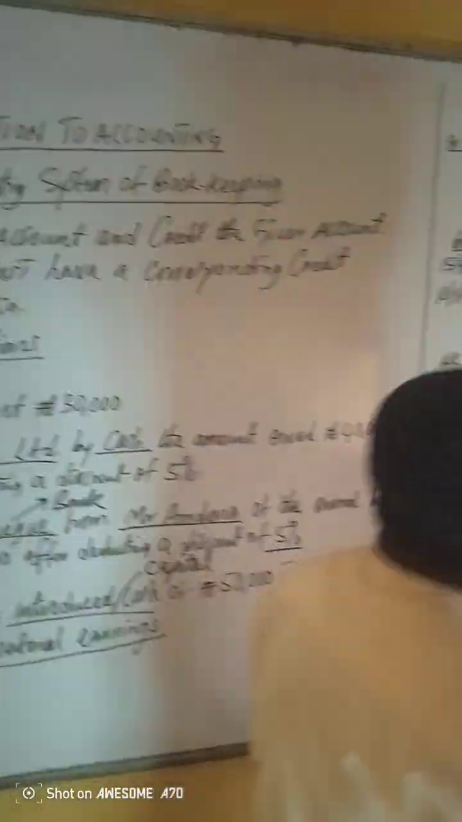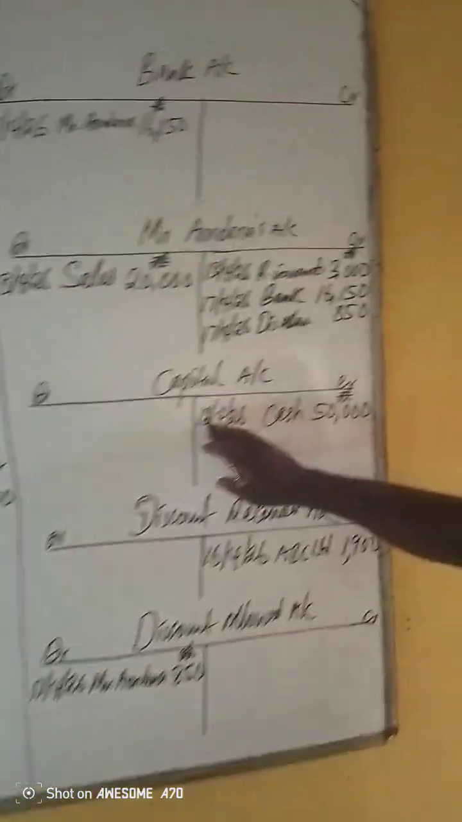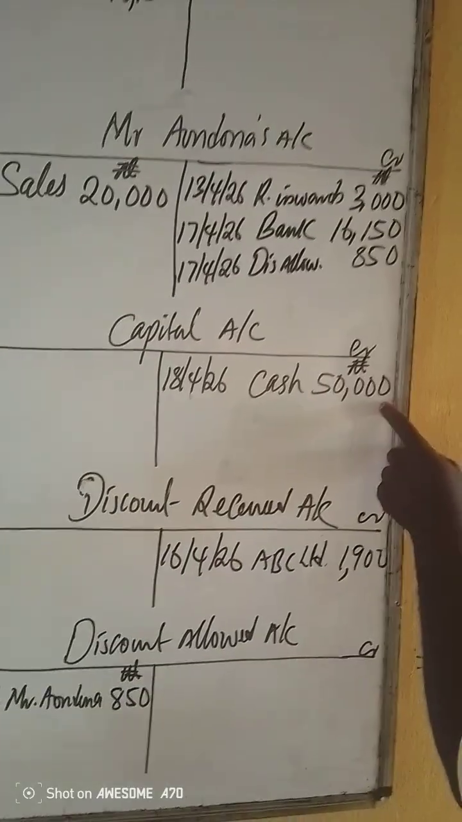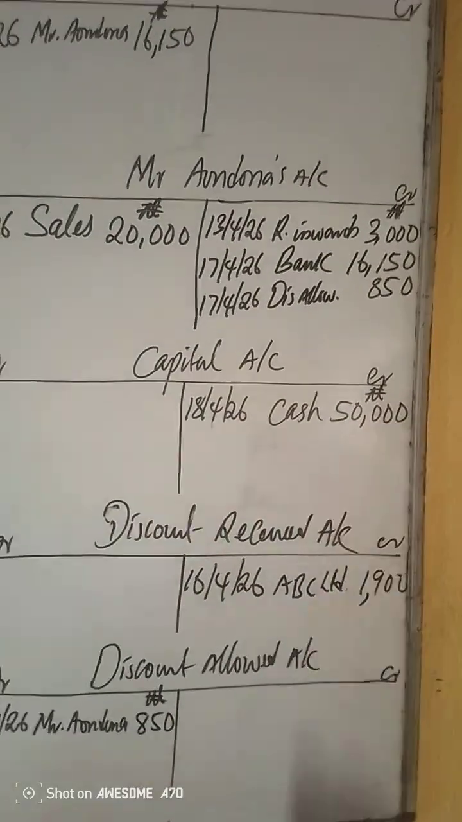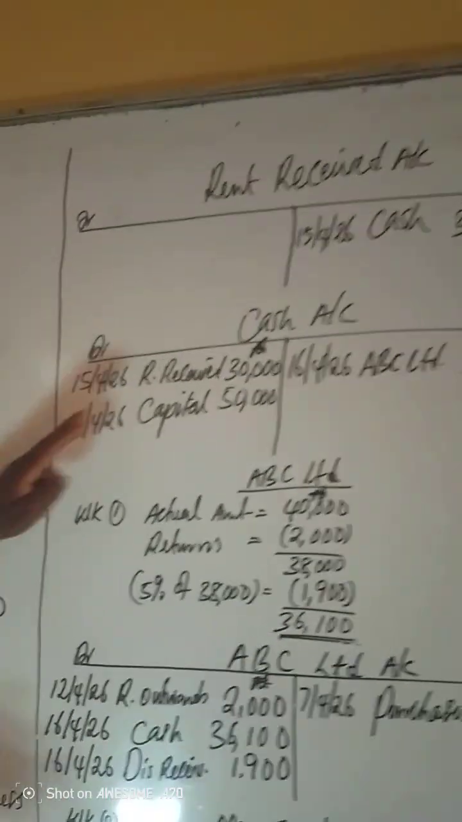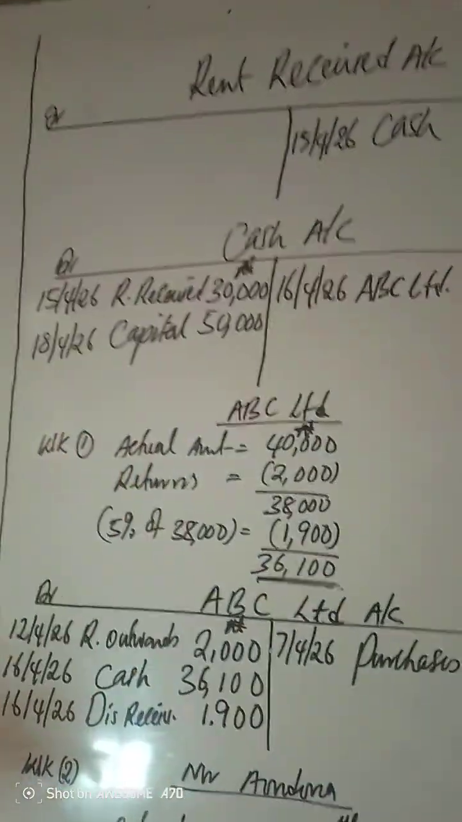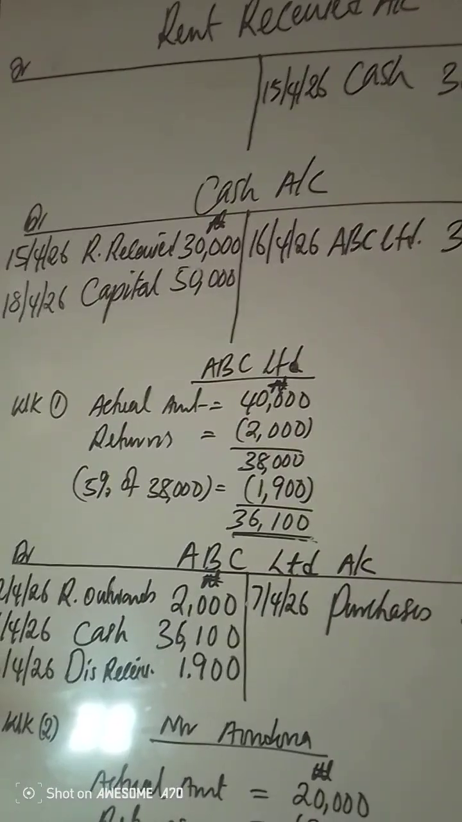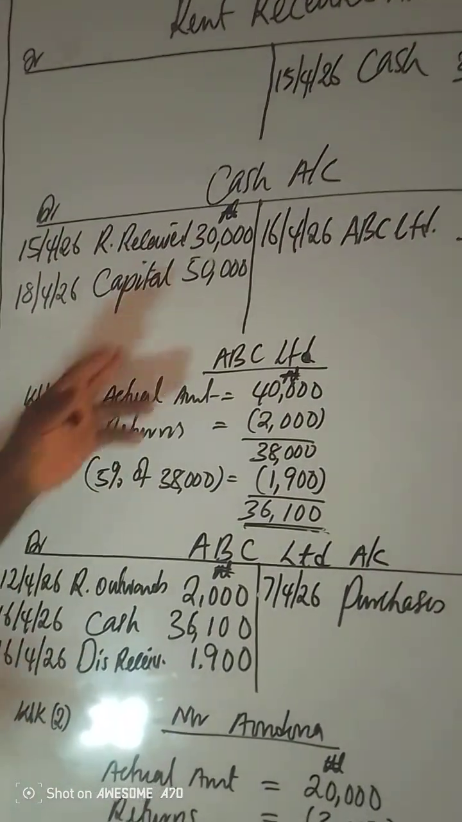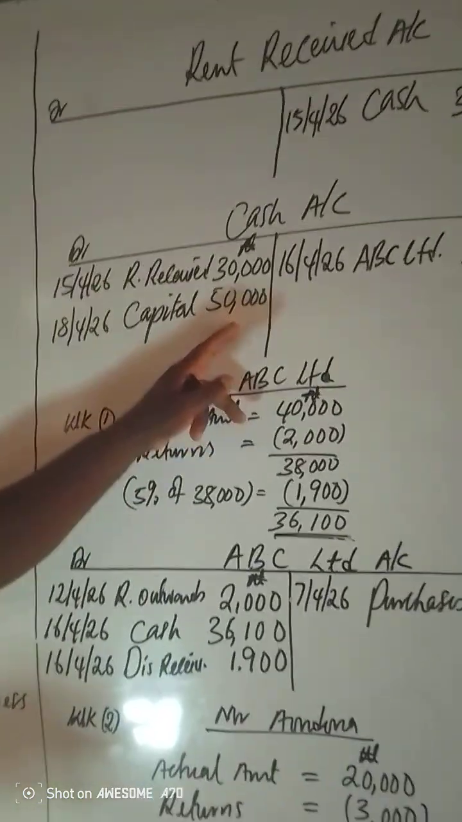In this case, the giver account now becomes capital. On the 18th of April, capital is giving to the business cash of 50,000. Then we come to the cash account. I now say on the 18th, cash is receiving from capital, which is the amount introduced by the owner, which is referred to as capital, and the amount is 50,000.